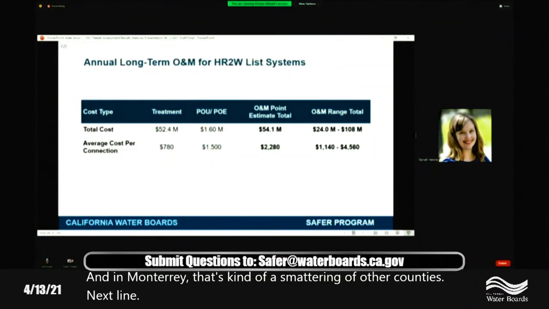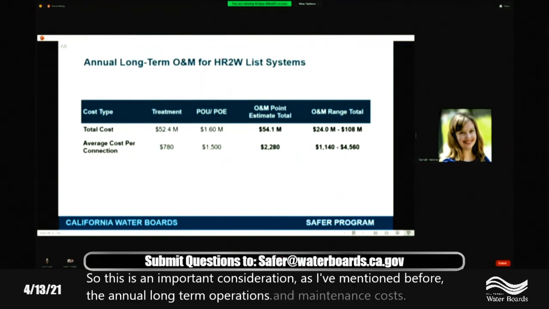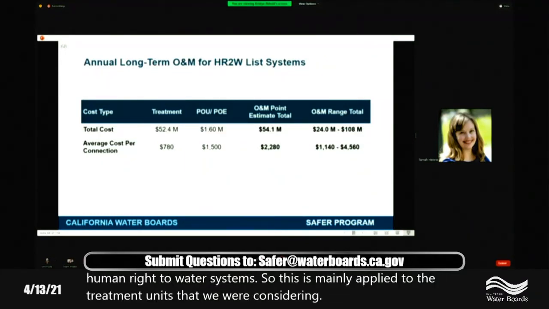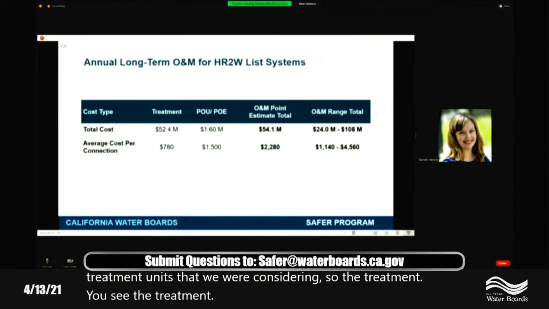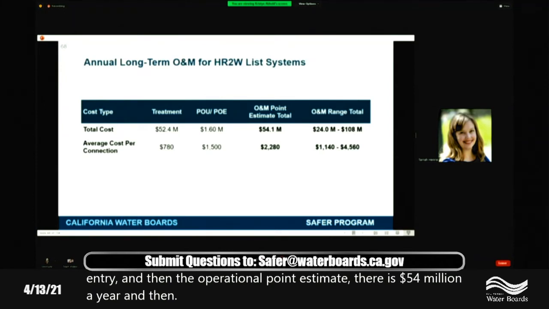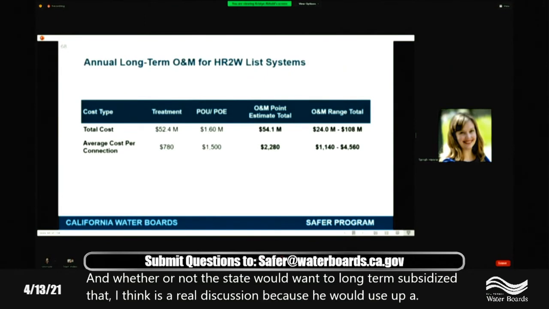This is an important consideration, as I've mentioned before: the annual long-term operations and maintenance costs for the human right to water systems. This would mainly apply to the treatment units that we were considering. Here's the treatment cost, and then for point of use, point of entry, the operational point estimate is $54 million a year, and then the range here. That's a really big commitment, and whether the state would want to long-term subsidize that is a real discussion, because it would use up a lot of the money that could be used to bring systems into compliance.